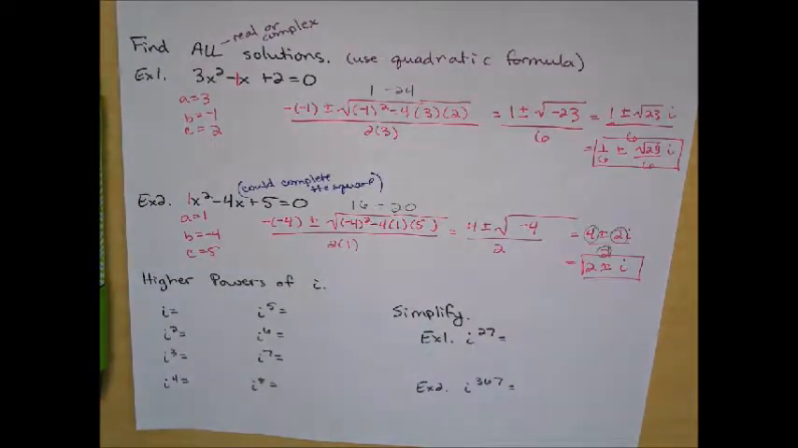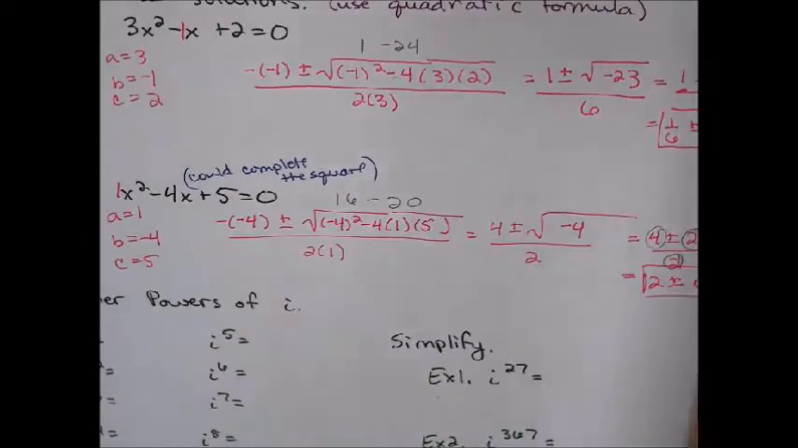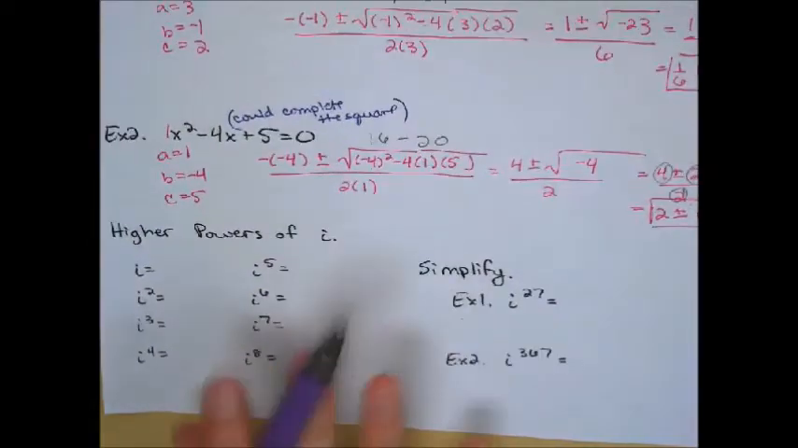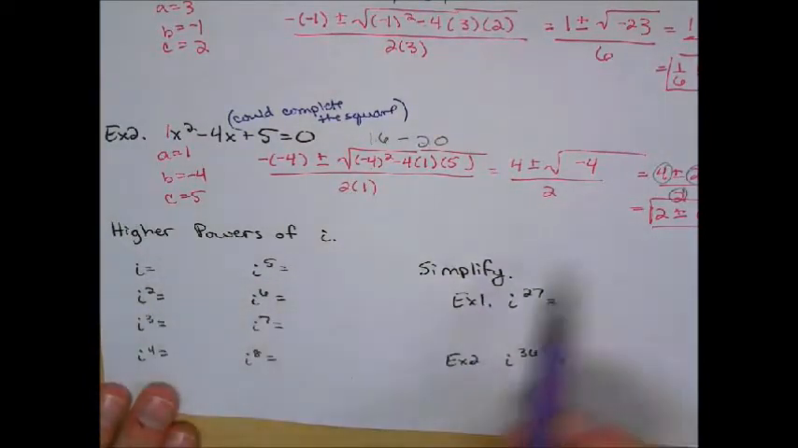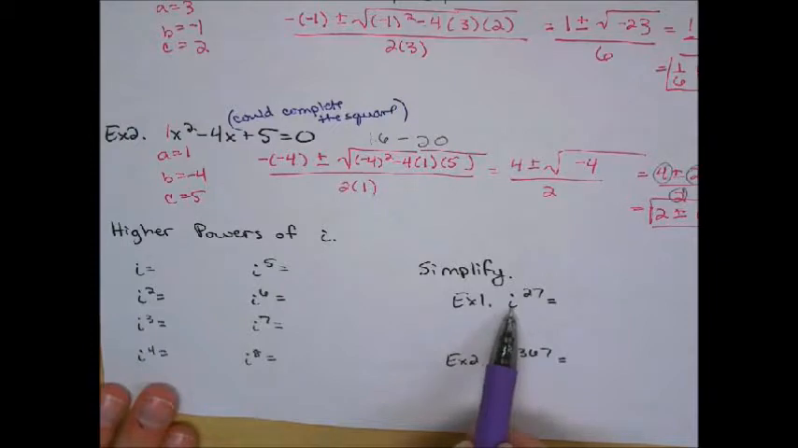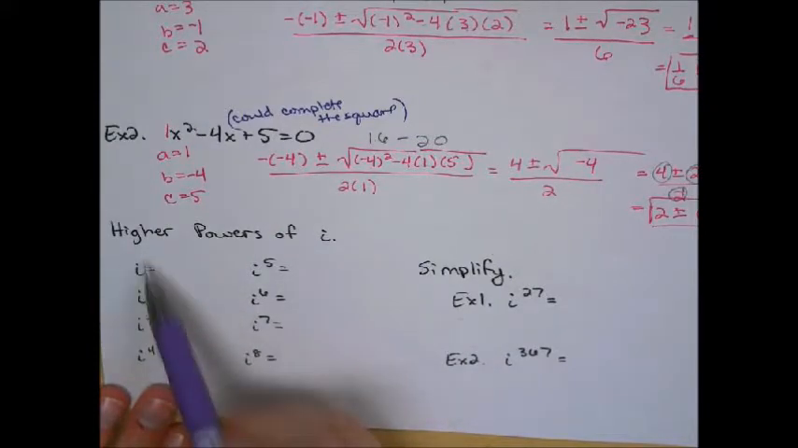Now we're going to look at higher powers of I. Before we do this, I'm going to zoom in a little bit, zoom out. I want us to look at higher powers of I. We're going to be doing I to the 27th, I to the 367. But first, I just want us to look at powers from 1 to 8.